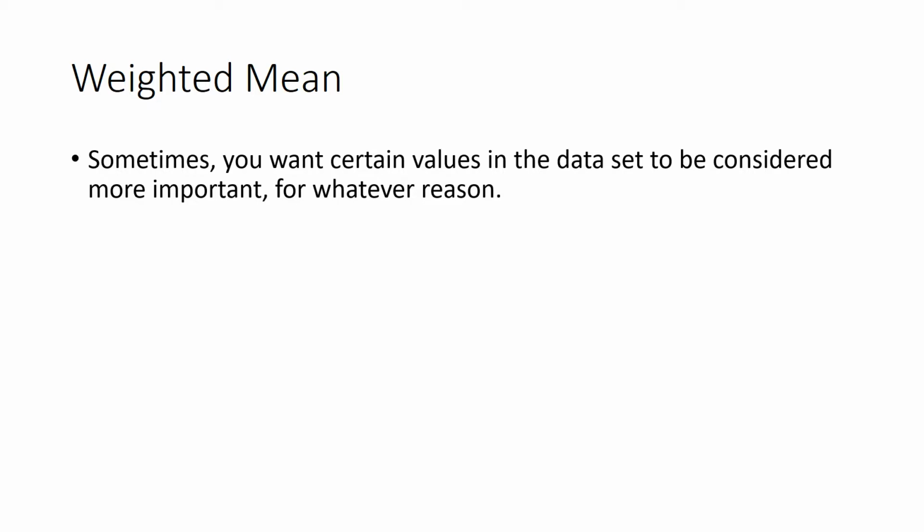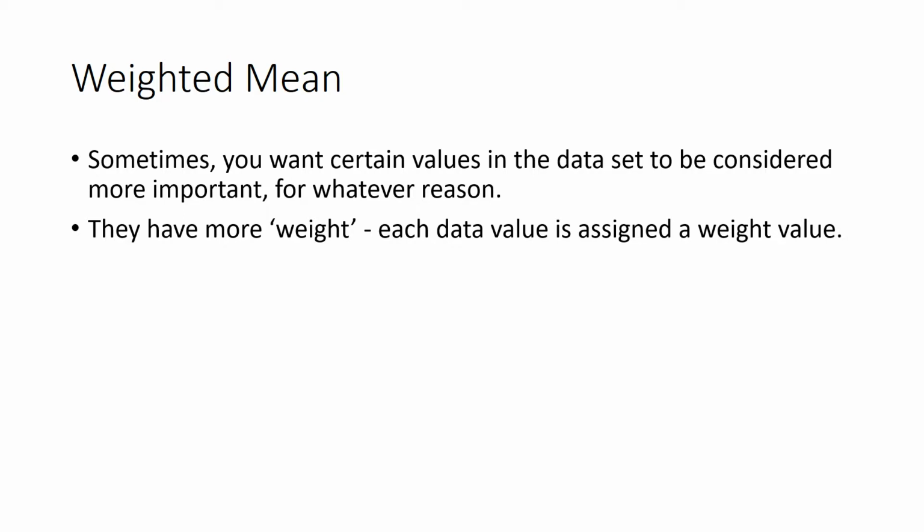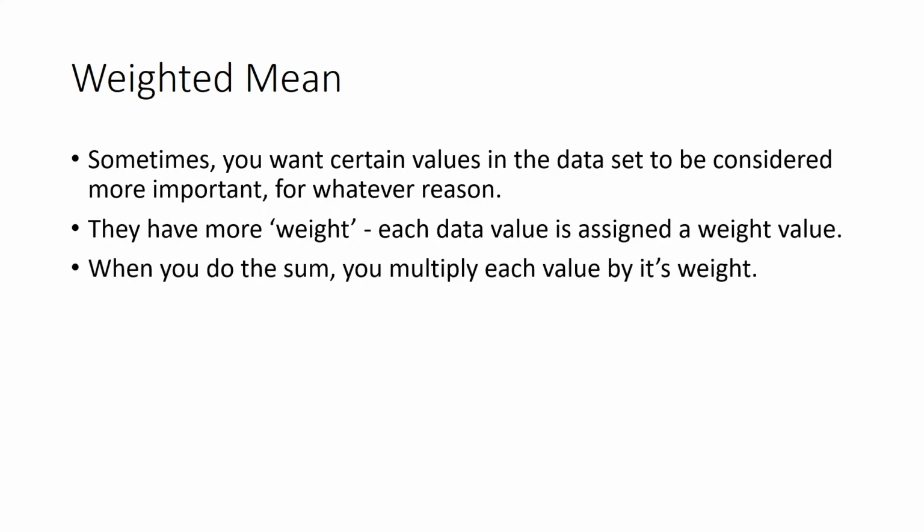It could be the importance of certain data, like maybe certain items are more likely to spawn. So they have more weight. Each data item, each element in the set, is not only given an actual value, but also a weight. So when you do the sum, all you do is multiply each value by its weight. So x for the item multiplied by the weight for the item, and you divide by w, which is the sum of all the weights, the total weight of all the items in the set.